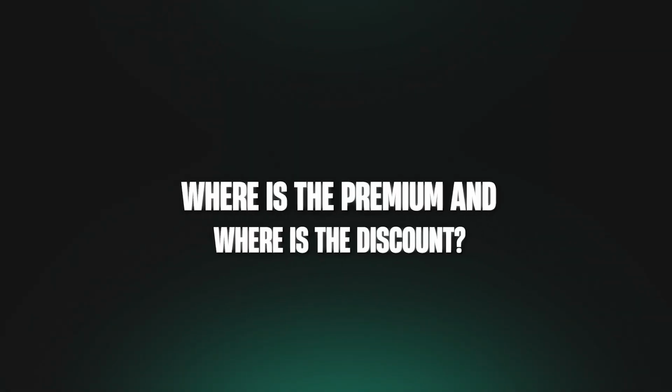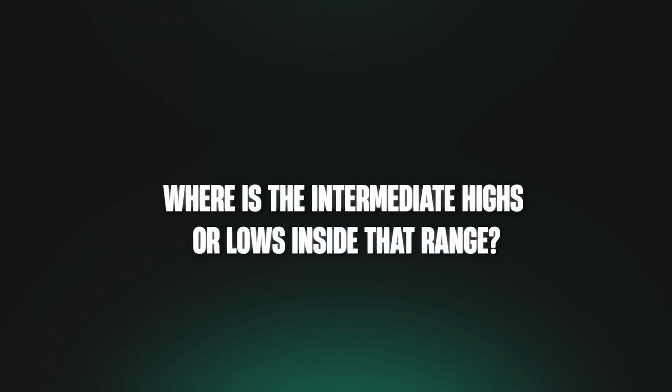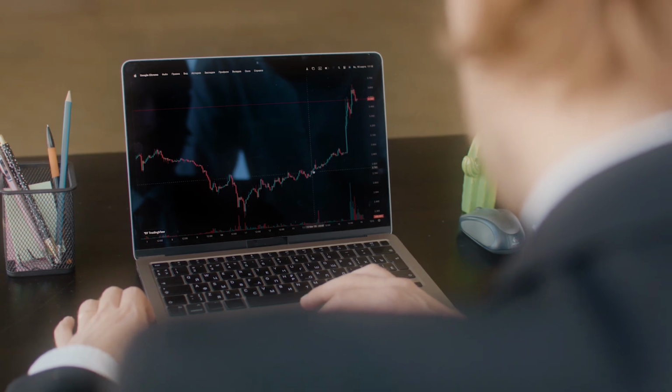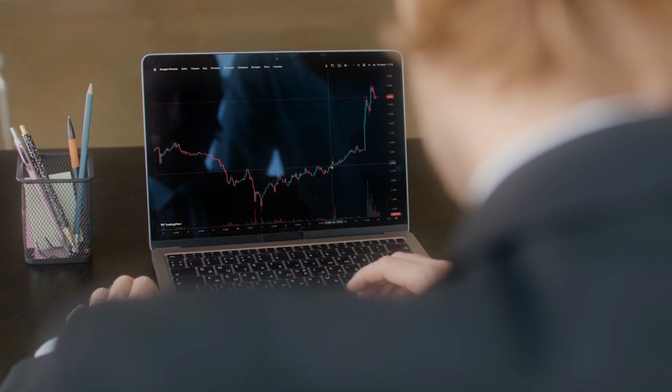Here's some questions to ask yourself. Where is the premium and where is the discount? Which fair value gaps or order blocks are being respected or can be targeted in these ranges? Where are the intermediate highs or lows inside that range, like 15-minute or 5-minute highs and lows? These impulsive structures are crucial because the kill shot must align with them. They cannot unalign. We never ever fade the 4-hour or 1-hour impulse range.